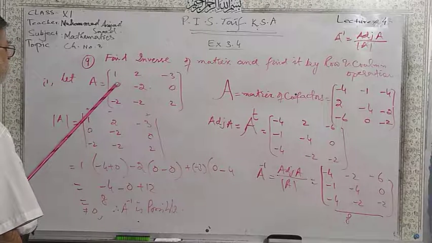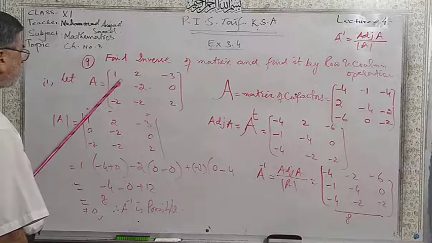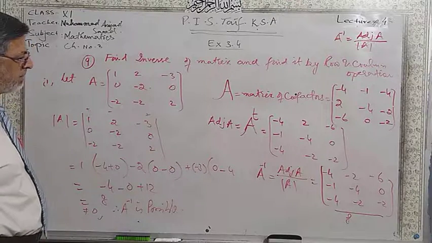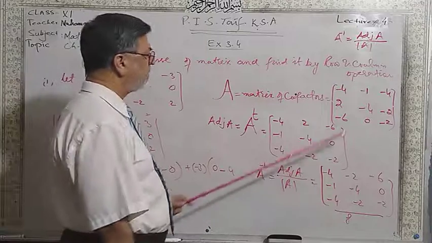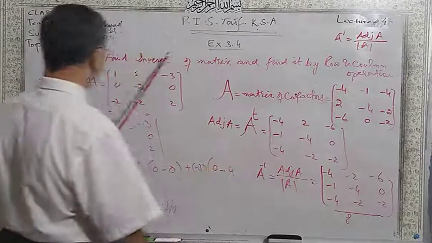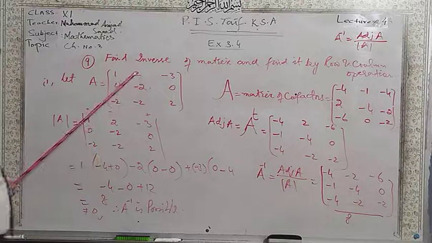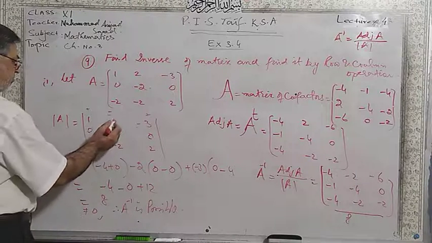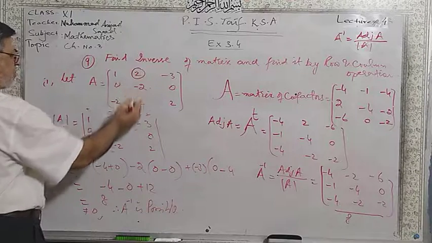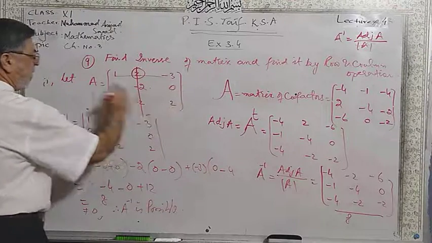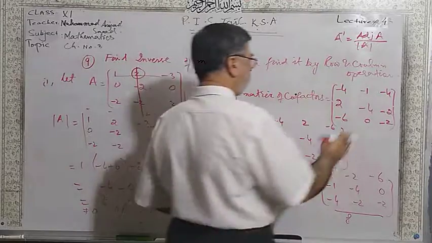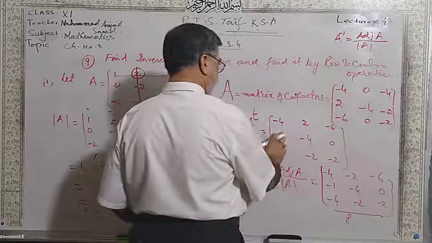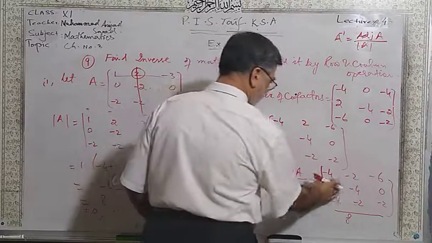Cofactor of 0. Here must be minus 2. This is minus 1. Okay, this is the cofactor of 2. We remove this row and column, AD minus BC. That will be 0. And here will be 0. Remember that. And here will be 0.